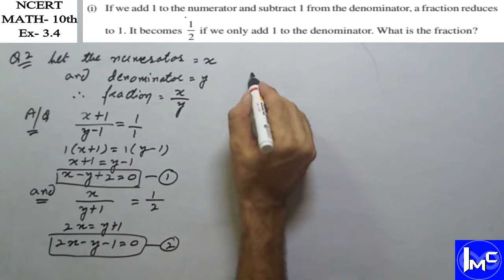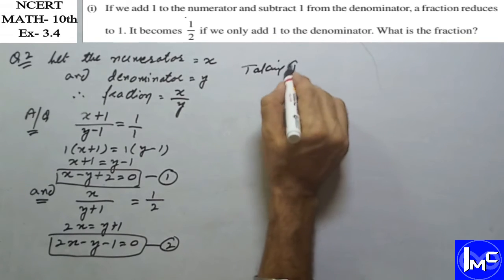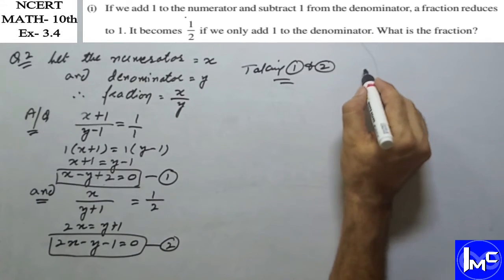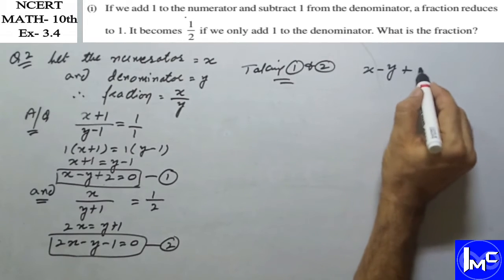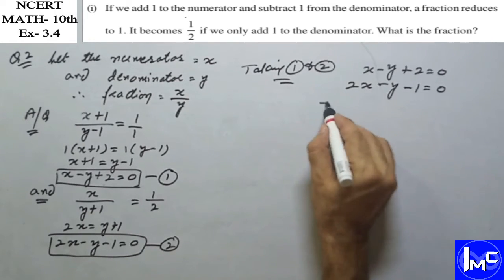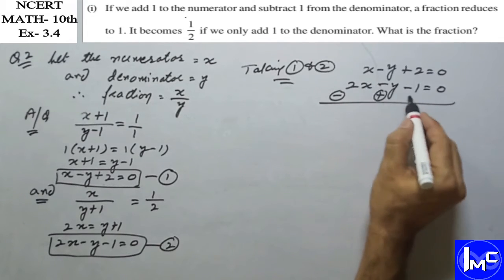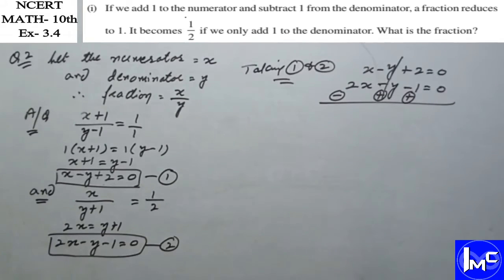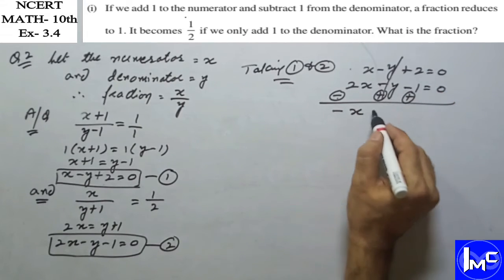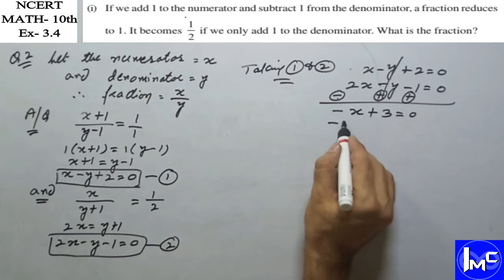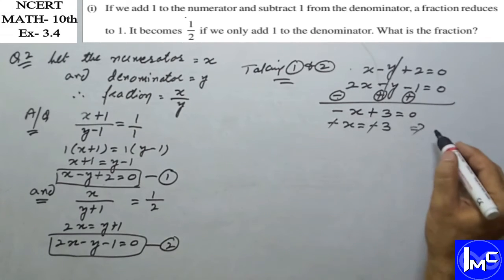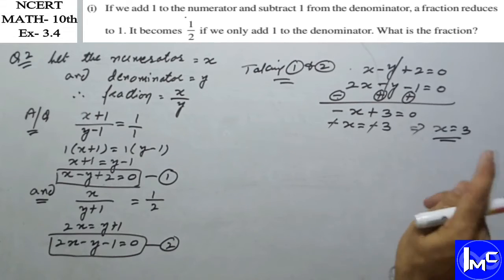So taking 1 and 2 directly, it will be x minus y plus 2 is equal to 0, and the second one is 2x minus y minus 1 is equal to 0, and by changing the signs it will be minus, plus and plus, and these variables will be cancelled, and it will be minus x here, plus 3 is equal to 0, and minus x is equal to minus 3, the sign of 3 will be changed, and by cancelling these negatives we will get x is equal to 3.